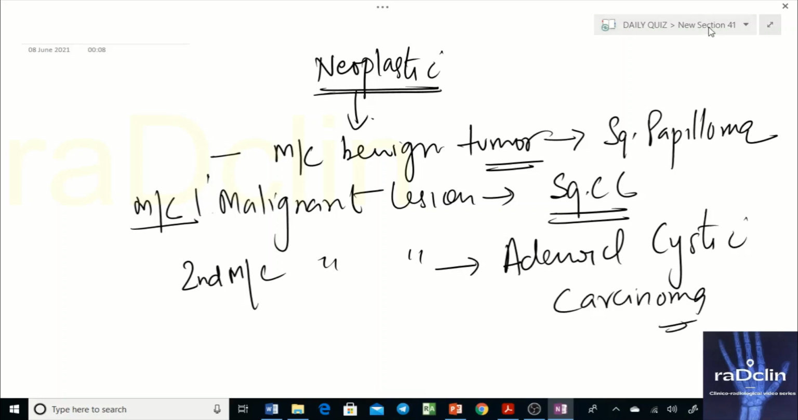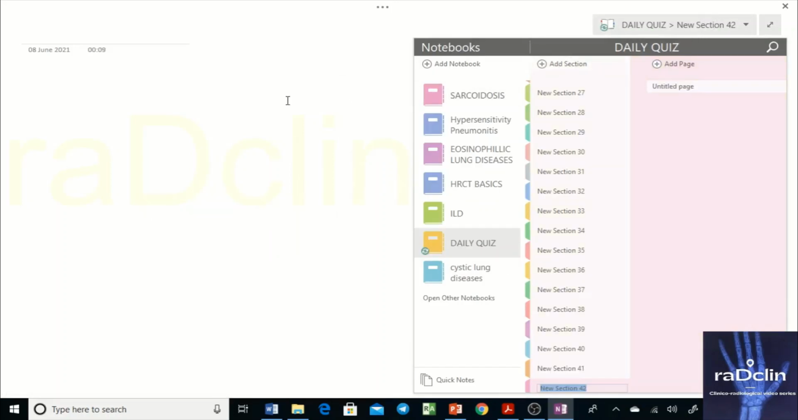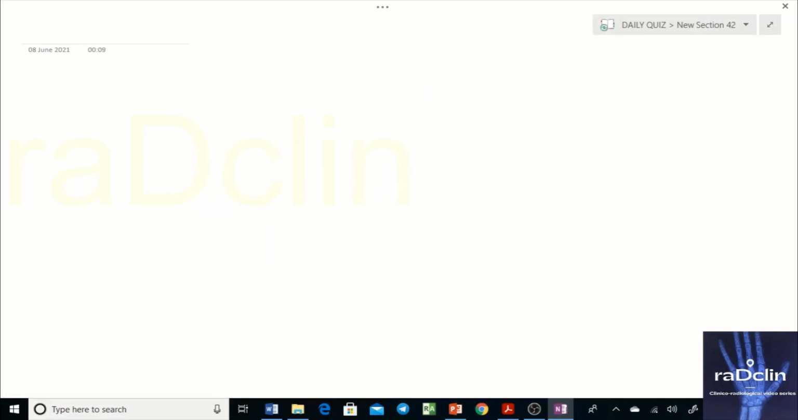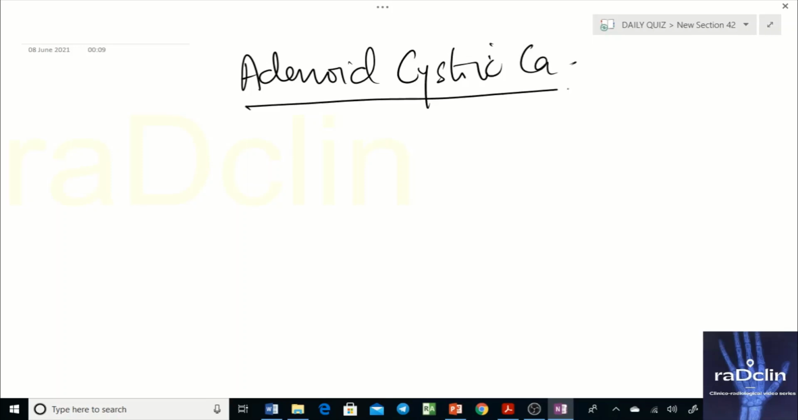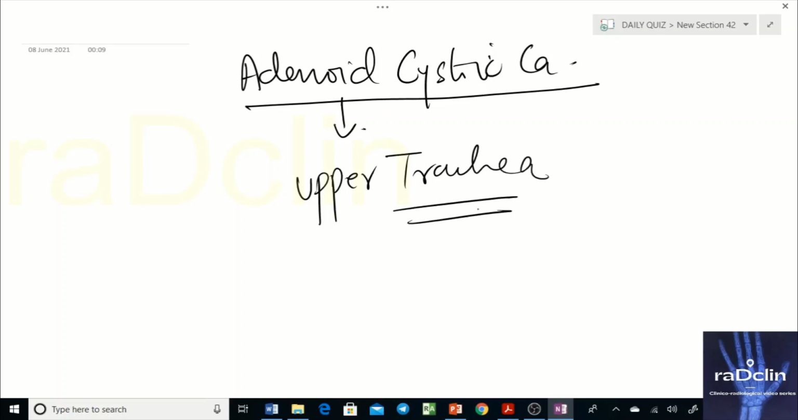Now, important point that you need to understand, we'll discuss squamous papilloma in some other video in lung tumors. What is important to understand is your adenoid cystic carcinoma. Remember this thing, what part of trachea does it involve? It involves the upper trachea. And squamous cell carcinoma involves the distal trachea.